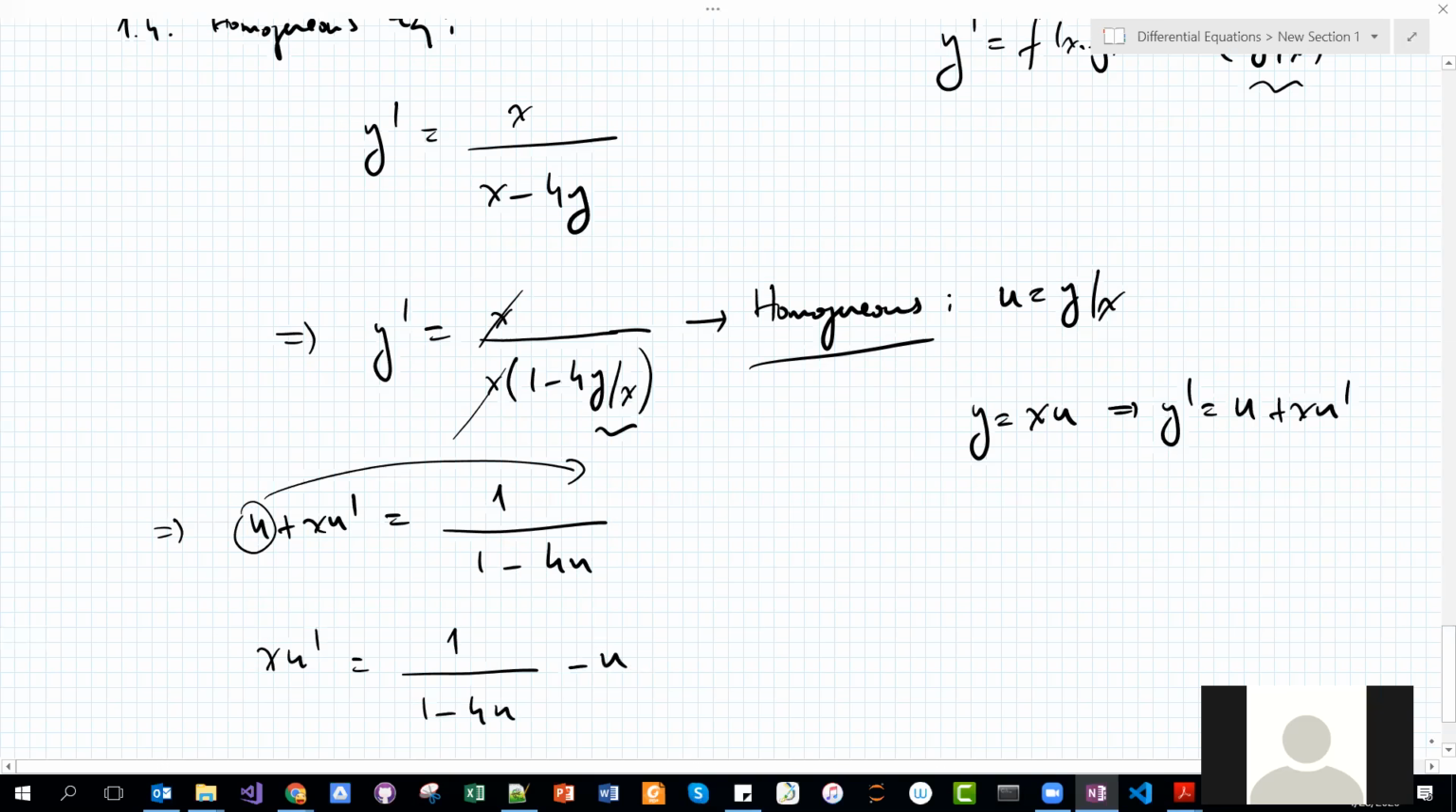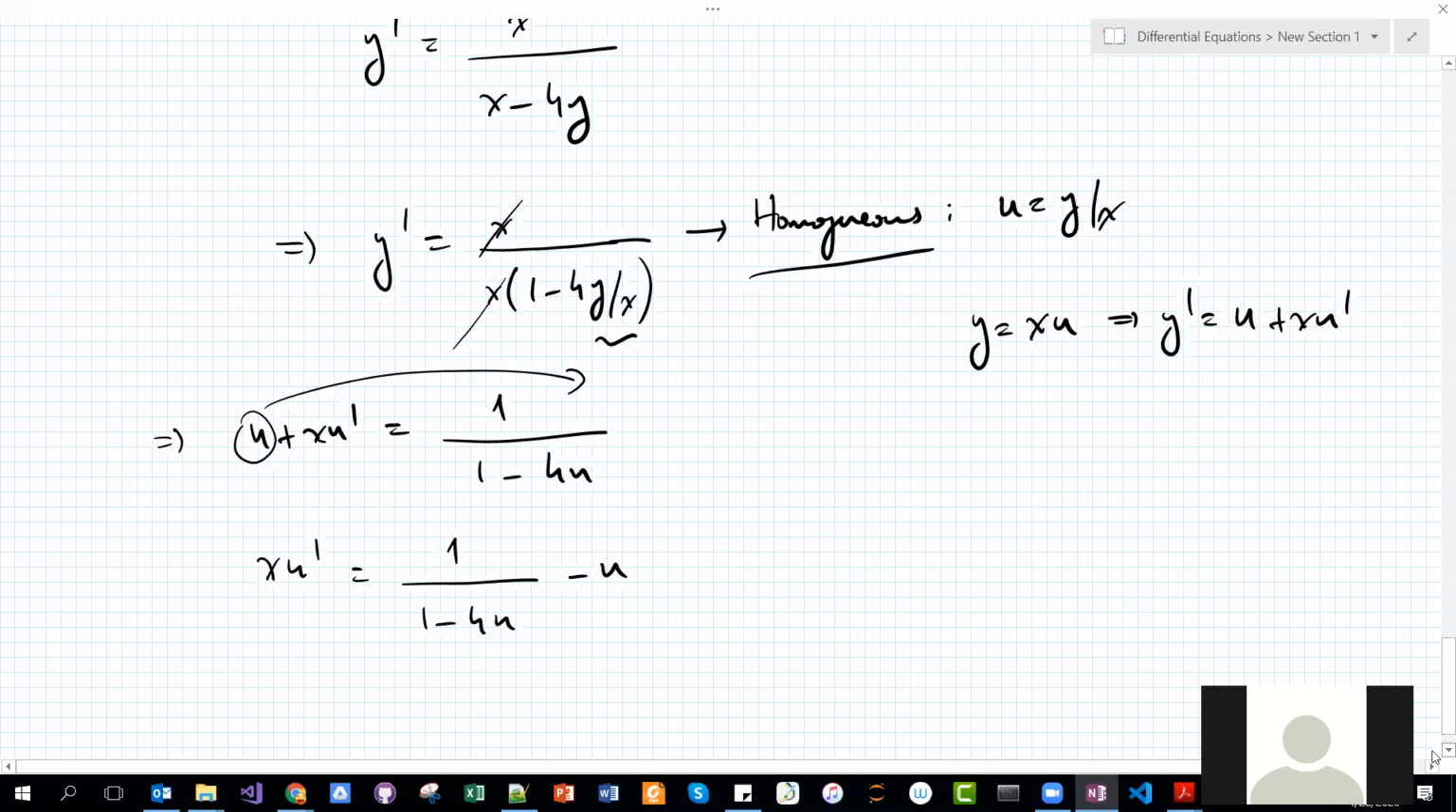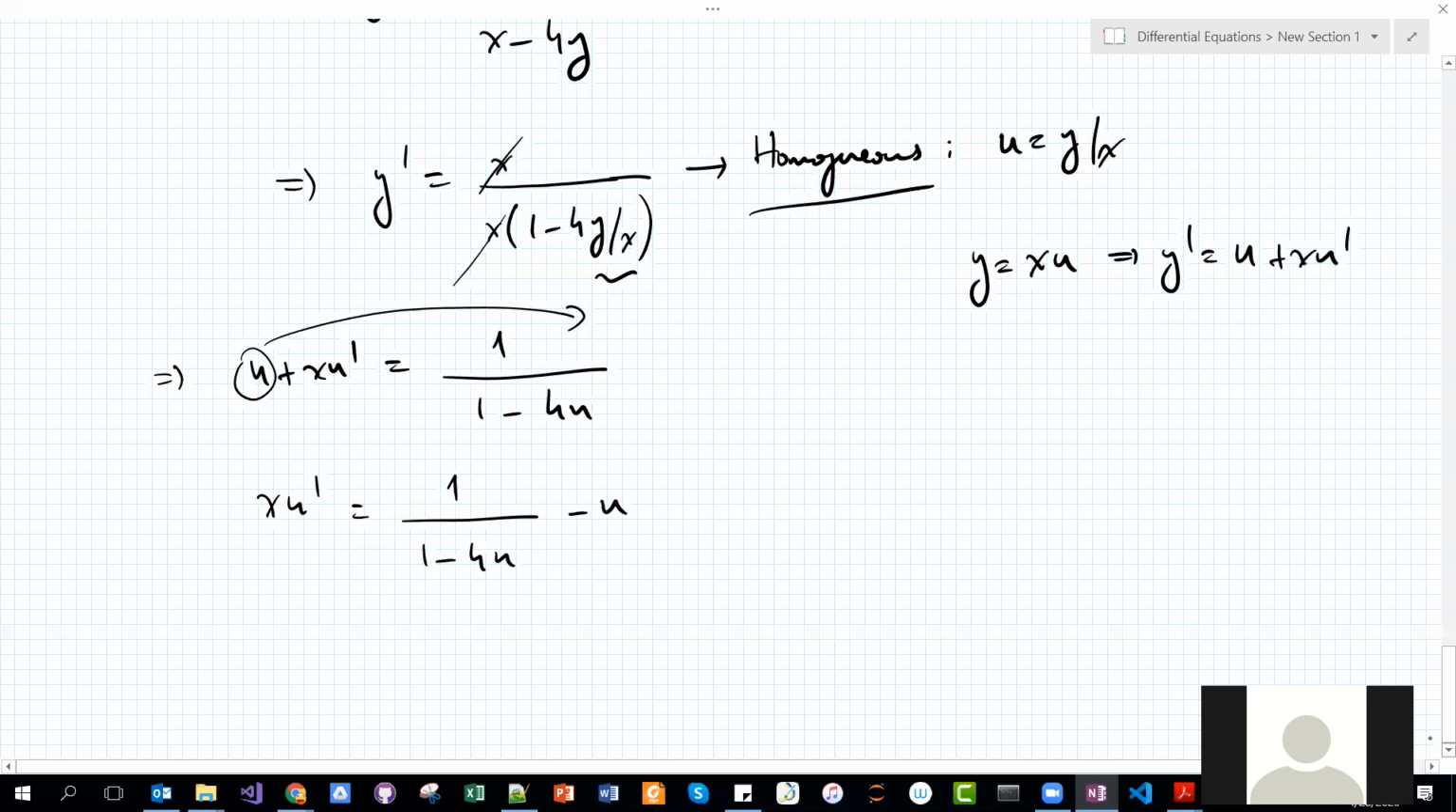u. What I'm expecting after all these operations is, look at that, a homogeneous equation needs to turn into a separable equation. After using this substitution, it needs to turn into the separable equation.